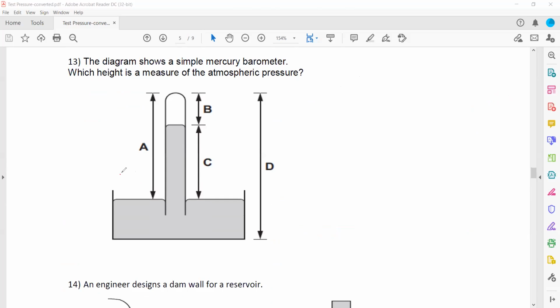The concept is that the air is trying to push this mercury, so the mercury will rise until it stops, and the pressure exerted by the mercury is the same as the pressure exerted by the atmosphere. So which height do we take? We take the level of the liquid in the tube to the level of the liquid in the container.